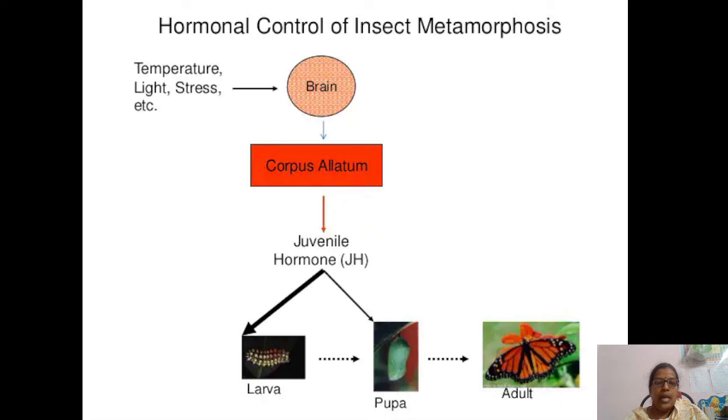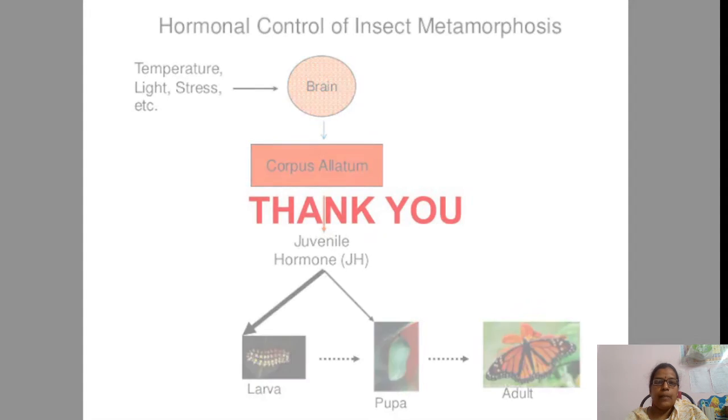If it has to transform from larva to pupa, the level of juvenile hormone will decrease, and the ecdysone hormone will increase, because of which the larva will transform into the pupa. To transform from the pupa to the adult, again, it won't require any juvenile hormone. Here, mainly the molting process will happen, because the ecdysis process happens in the presence of the ecdysone hormone. So this is regarding insect metamorphosis. Thank you.